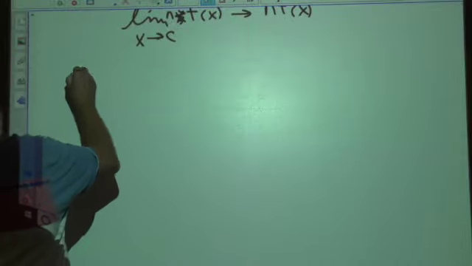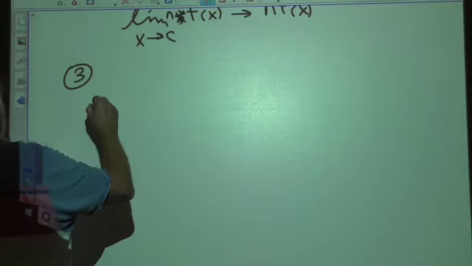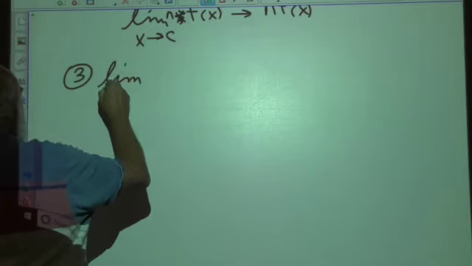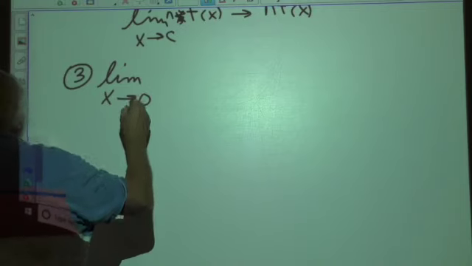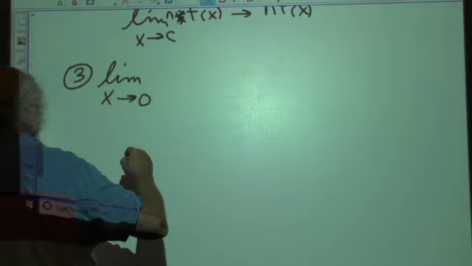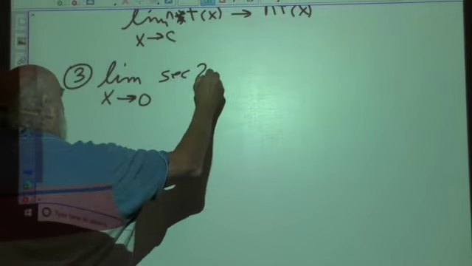The next scenario says we want to find the limit as x approaches 0 of the secant of 2x.